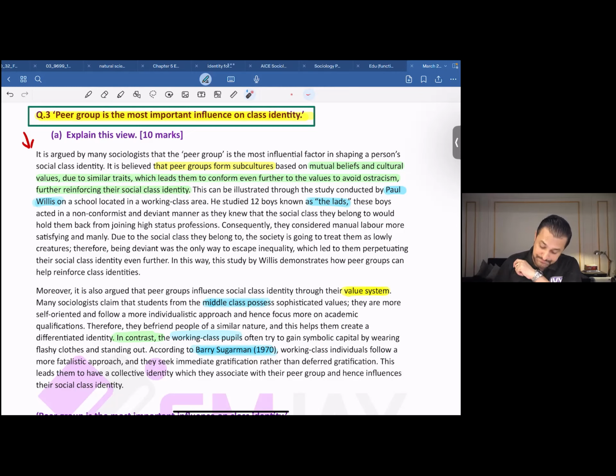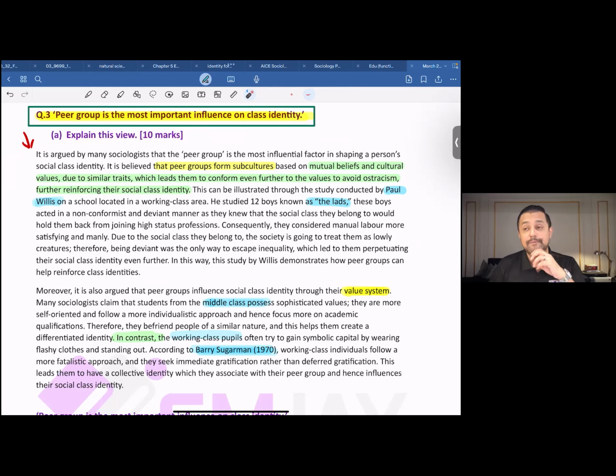So moving on. According to Barry Sugarman, working class individuals follow a more fatalistic approach and they seek immediate gratification rather than deferred gratification. This leads them to have a collective identity which they associate with their peer group and hence influence their social class identity. So these two points that you used over here explain how your peer group could be the most important influence on social class identity.